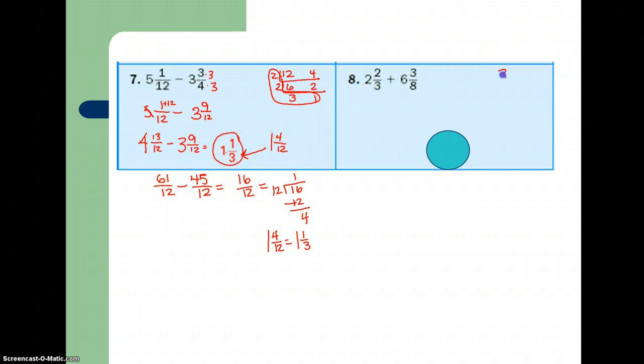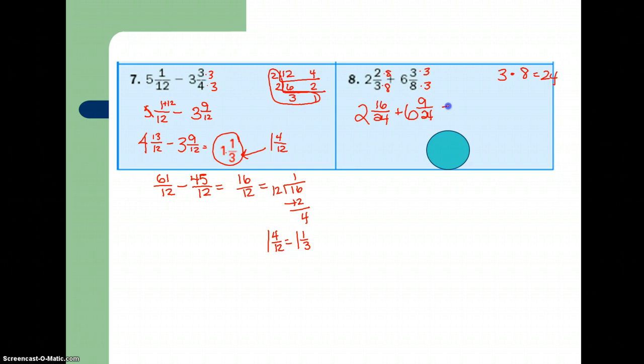For number 8, find the LCD. 3 and 8, nothing divides by it, so we multiply them together to get 24. You have 2. To get from 3 to 24, you multiply by 8. Do the same thing in the numerator. Keep the whole number 6. To get from 8 to 24, you multiply by 3. Same thing in the numerator.